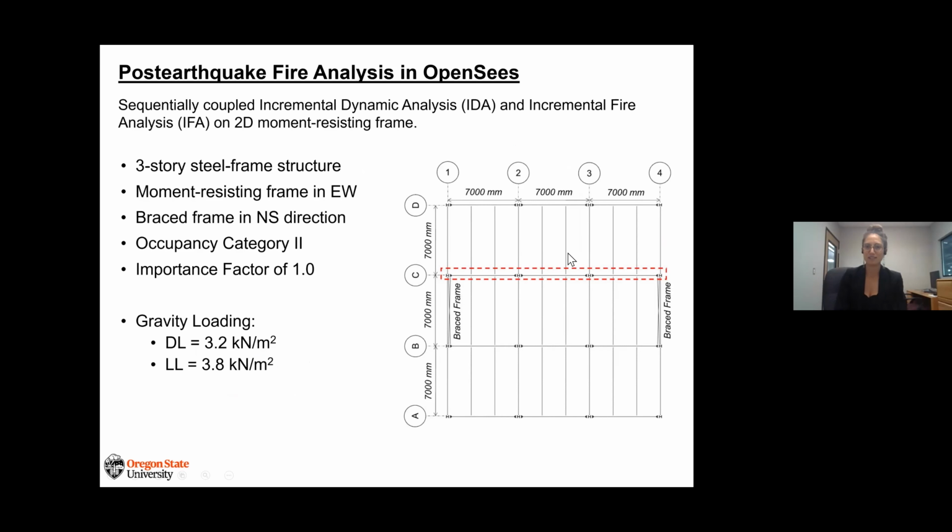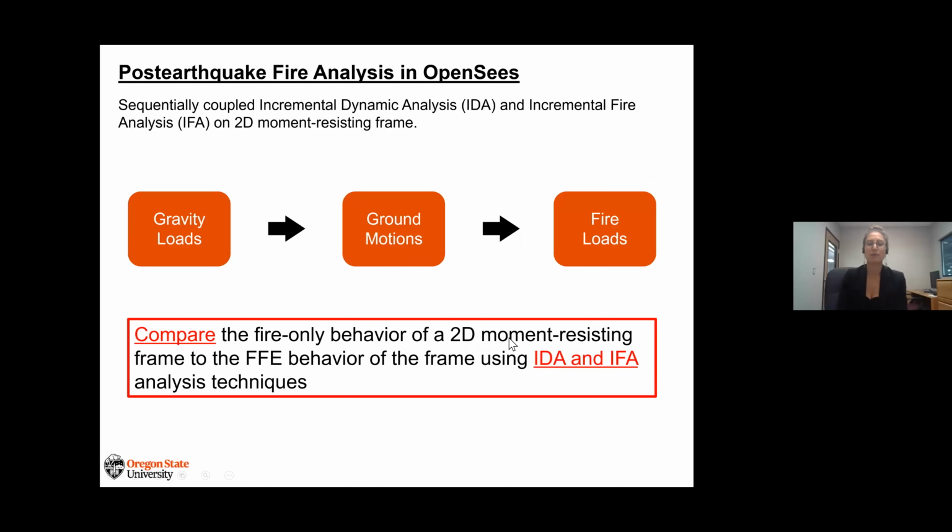The boxed moment resisting frame that I'm showing here is the one that we're simulating, with gravity loads on the frame itself. So what we do is take our gravity loads, put them on the frame, subject the frame to ground motions, and then subject it to these fire loads. The goal really is to compare the fire-only behavior of this two-dimensional moment resisting frame to this coupled incremental dynamic analysis and incremental fire analysis.